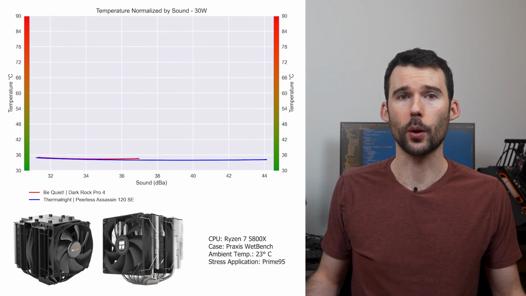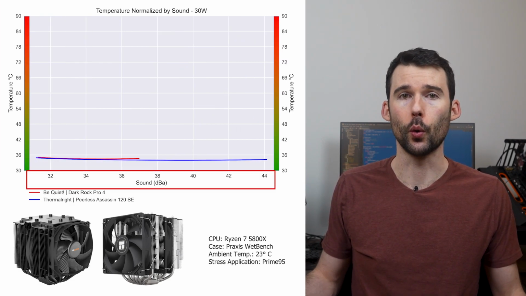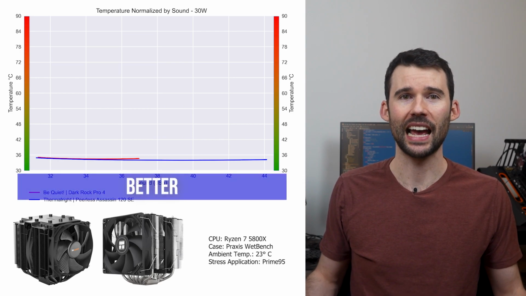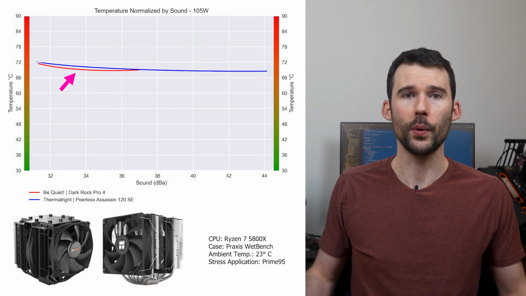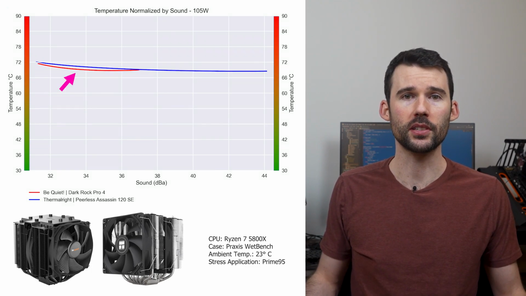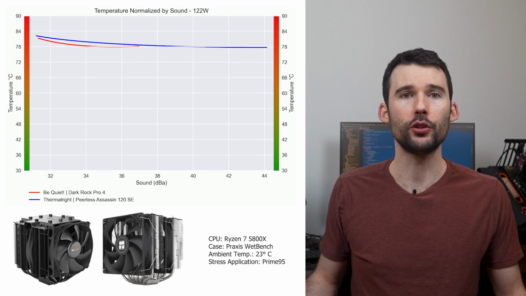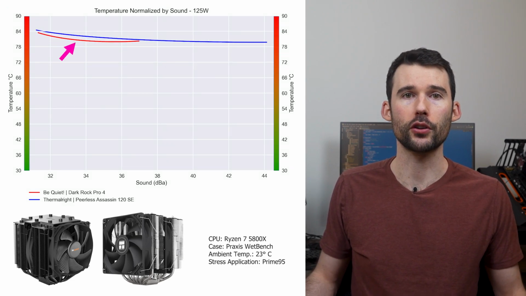In our second set of charts normalized by sound, we have temperatures on the left, noise on the bottom, with lower being better. At idle, the coolers continue to perform similarly. As we turn up the heat to 105 watts, we can see that the Dark Rock Pro begins to outperform slightly for a given noise level. And as we push the CPU to 125 watts, we can see that the Dark Rock marginally extends its lead.